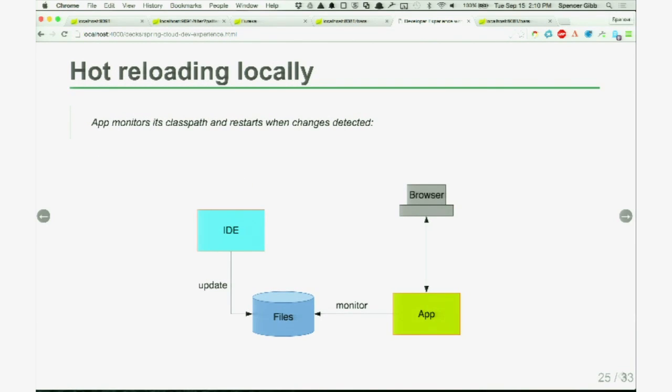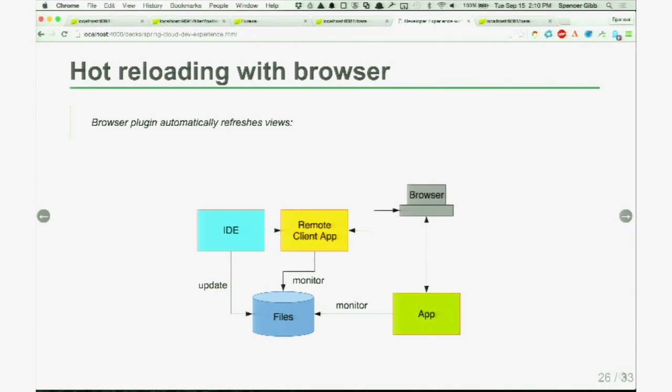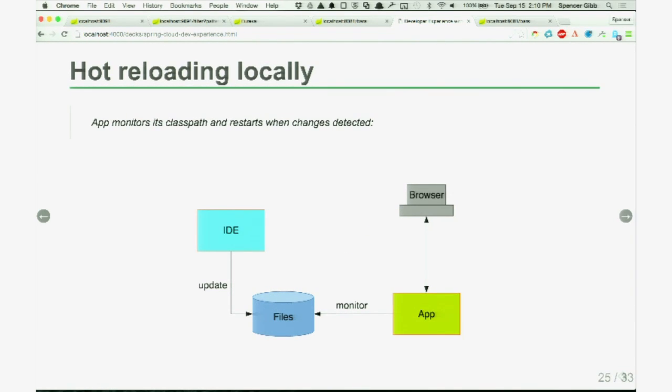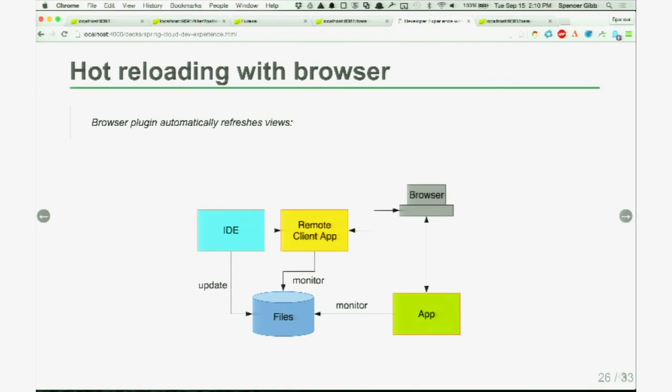Okay, so we've just got some diagrams that show how some of those things work. The hot reloading locally, so just making a change, and then restarting the application context. That's the DevTools. Next one is DevTools with the browser plugin. So the browser plugin is now listening to a sidecar. The sidecar pushes the change, and the browser reloads through a plugin.